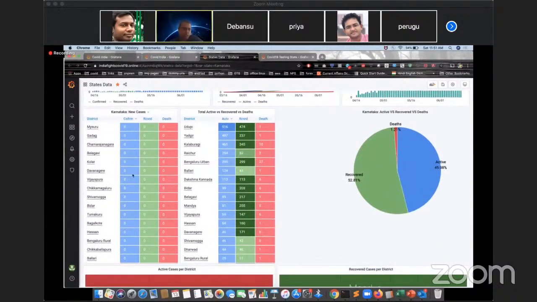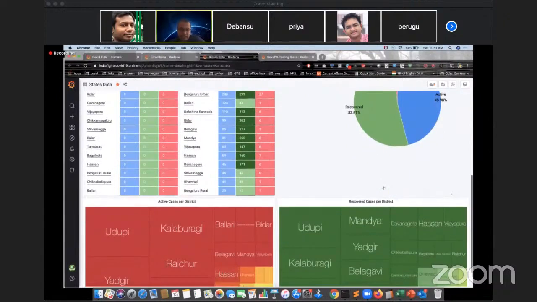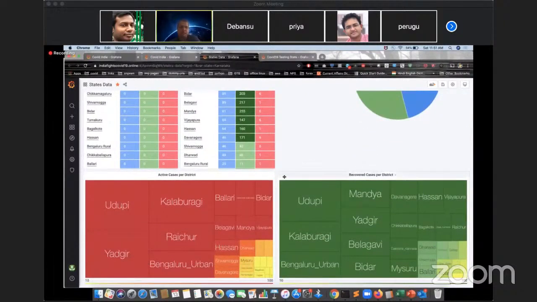So it is for new, so obviously it is zero as of now. But for total, you can see some numbers: how many recovered, how many are active, and how many lost their lives to COVID-19. Then we have this pie chart which says what the percentage is. So in Karnataka, it's moving around 52%. Then again at the bottom we have this heat map where it shows which area is badly affected and which area recovered. So yeah, this is how you can see this.